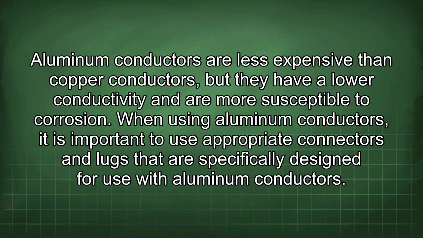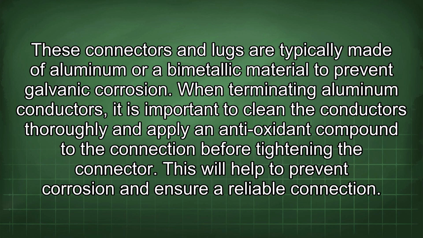In addition to the copper conductors mentioned earlier, aluminum conductors are also commonly used in electrical systems. Aluminum conductors are less expensive than copper conductors, but they have a lower conductivity and are more susceptible to corrosion. When using aluminum conductors, it is important to use appropriate connectors and lugs that are specifically designed for use with aluminum conductors. These connectors and lugs are typically made of aluminum or a bimetallic material to prevent galvanic corrosion. When terminating aluminum conductors, it is important to clean the conductors thoroughly and apply an antioxidant compound to the connection before tightening the connector. This will help to prevent corrosion and ensure a reliable connection.